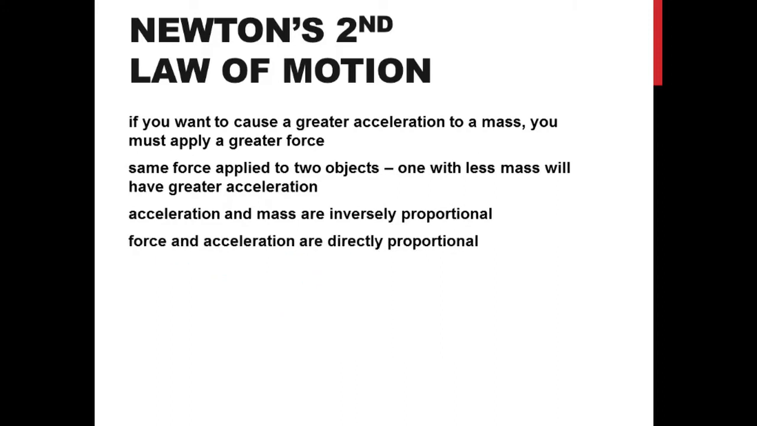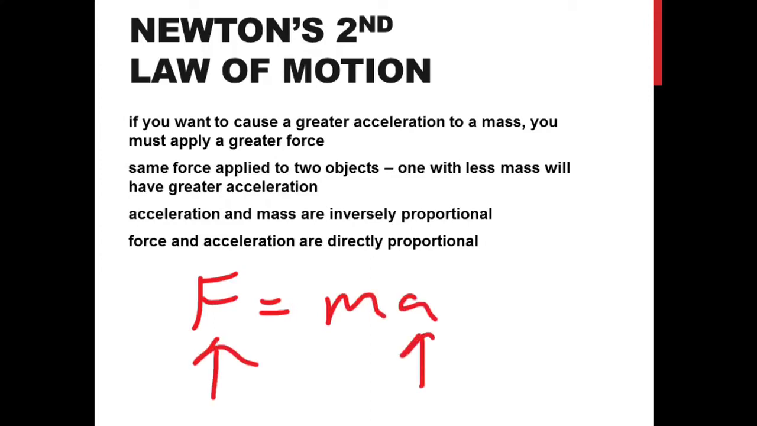Now, force and acceleration are directly proportional. This means that if one goes up, the other goes up as well. So continuing with our same equation, F equals ma, that means that if force goes up, acceleration goes up as well. It goes the other way also. If force goes down, acceleration will go down as well.